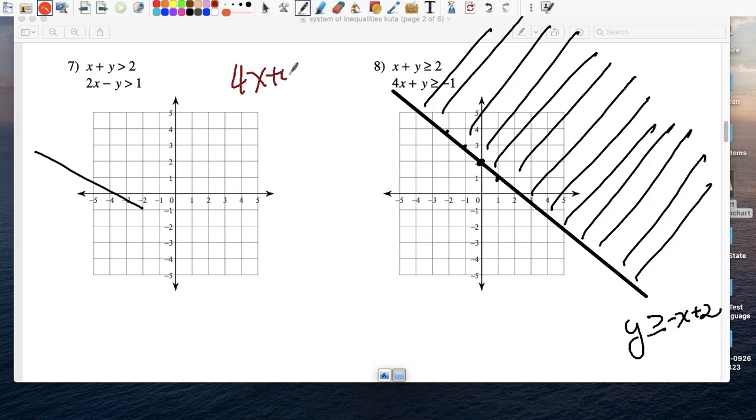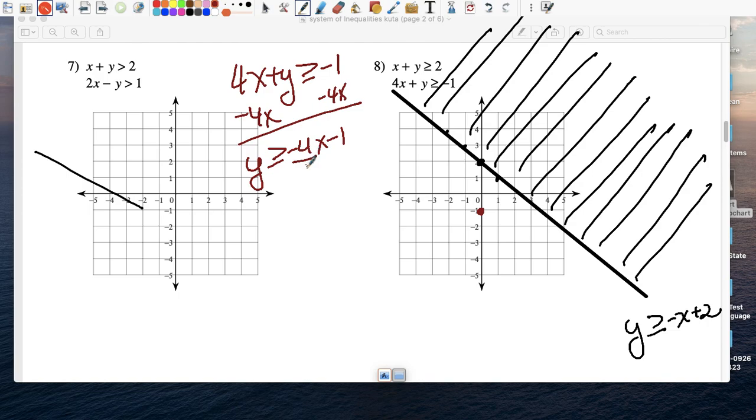4x plus y greater or equal to -1. So minus 4x, minus 4x. So we get y greater or equal to -4x minus 1. So this is going to be a negative slope, and the y-intercept is -1 right here.